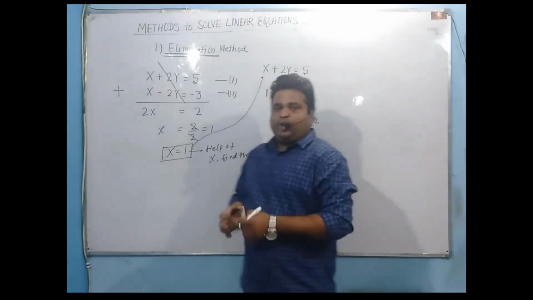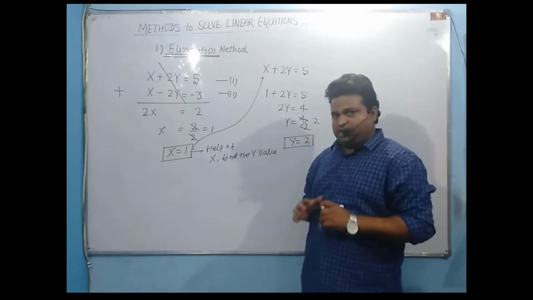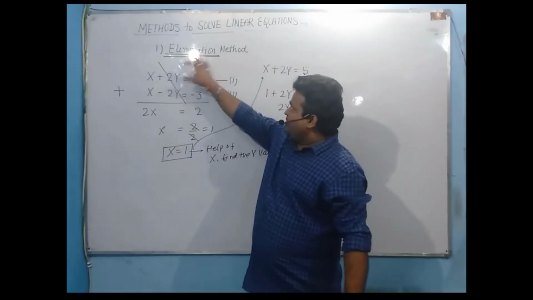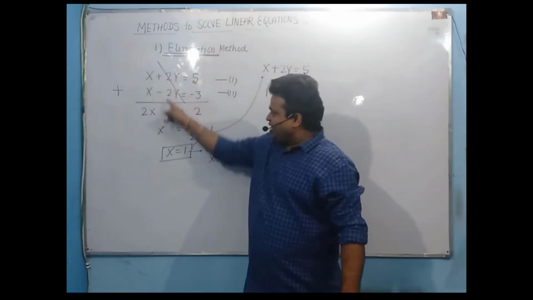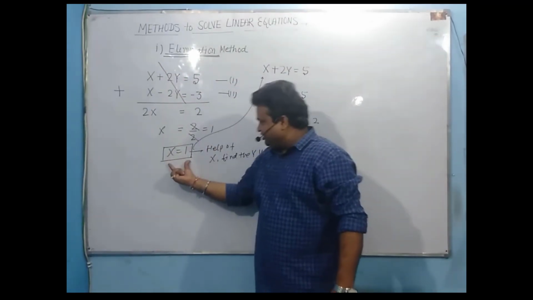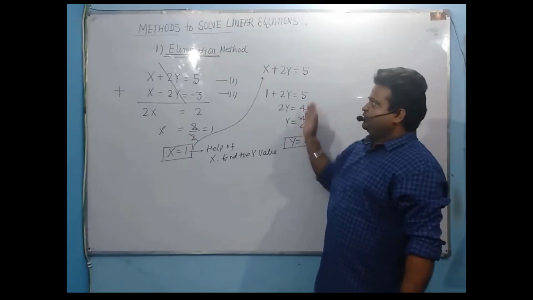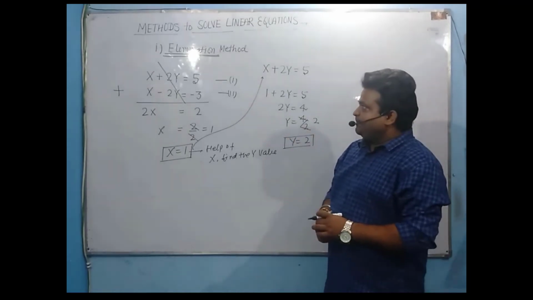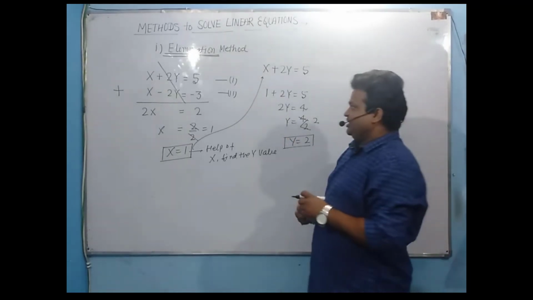I repeat again what I have done till now. Elimination method: eliminate one variable, find out another variable value, and with the help of this variable find the previous variable value. So this is how you solve the linear equation by elimination method.